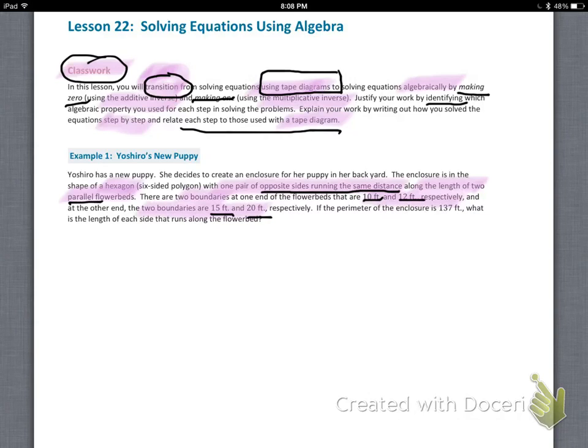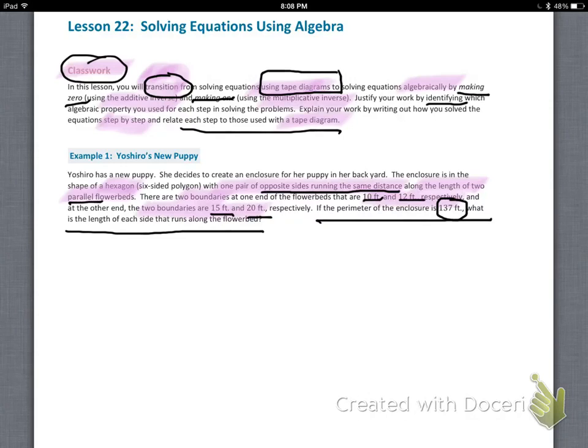If the perimeter of the enclosure is 137 feet, what is the length of each side that runs along the flower bed? Now that is a lot to take in. A lot to take in. So, thankfully, we have been given a good deal of room on this piece of paper to draw a picture, and that's what I would highly recommend.